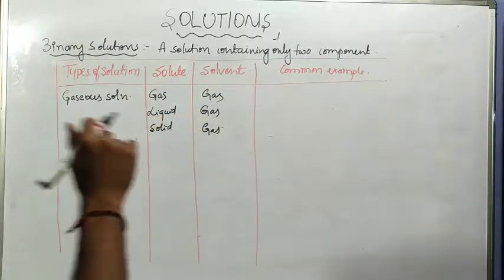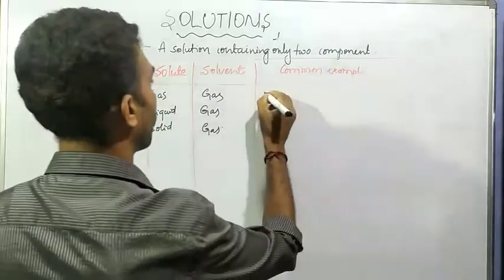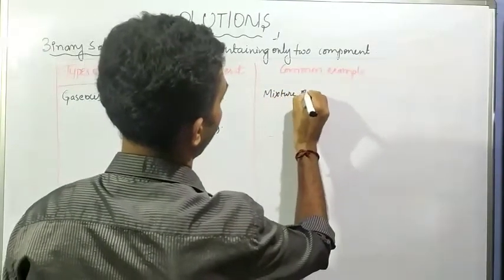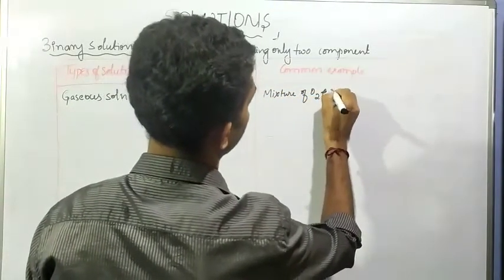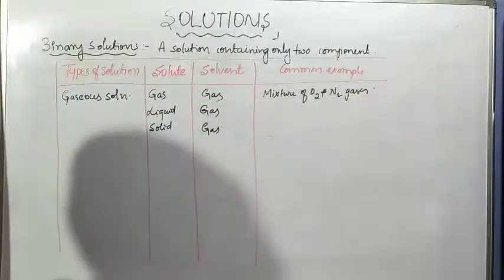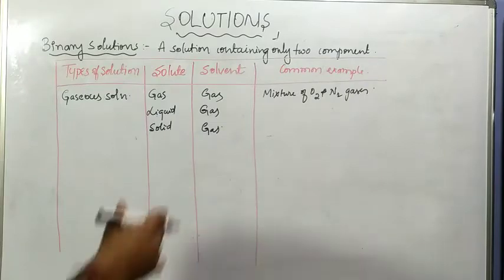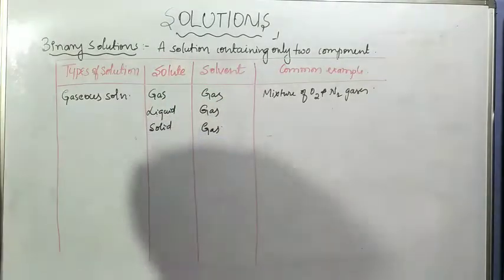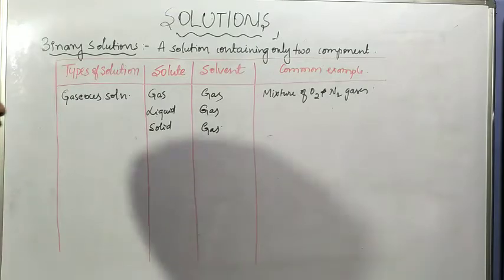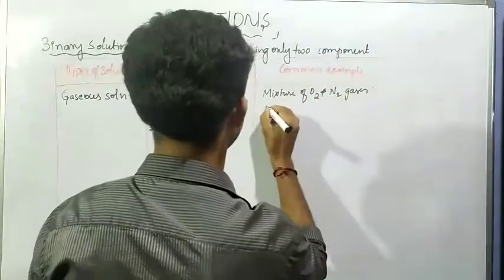So gas, ಏನಾಗುತ್ತೆ ನಮಗೆ, so the mixture of oxygen and nitrogen gases. Mixture of what? Oxygen and nitrogen gases are the example for gas in gas. Next, liquid in gas. So liquid in gas ಗೆ ಏನಾಗುತ್ತೆ ಕೇಳಿದ್ರೆ, chloroform with nitrogen.